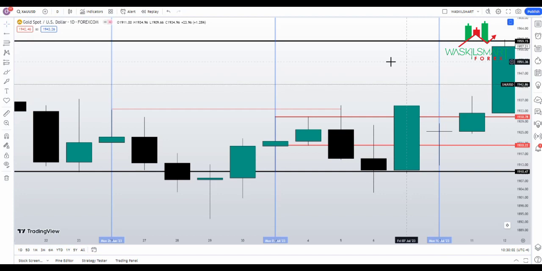Every week has accumulation, manipulation, and distribution. So this can serve as a manipulation when market took out the liquidity. Then this can serve as the weekly distribution. That is what you want to see the weekly doing.